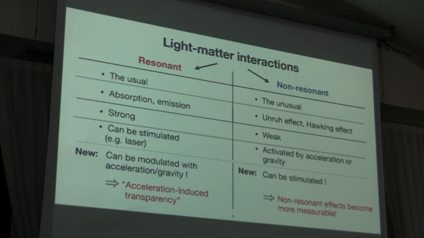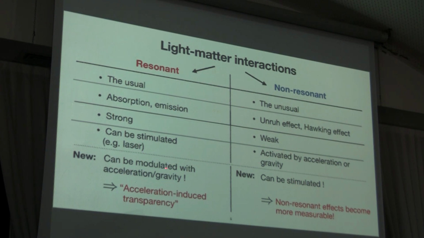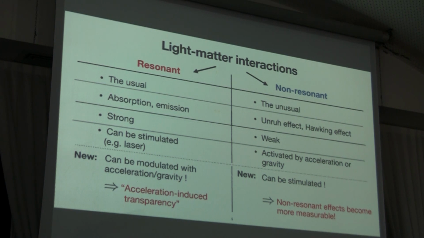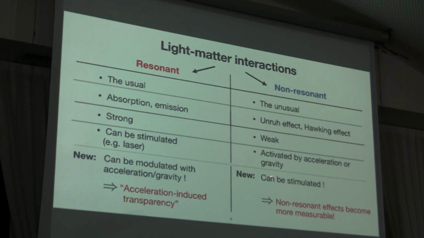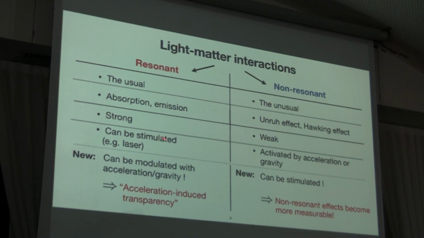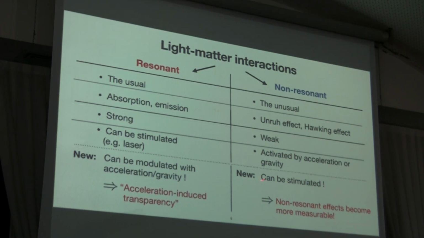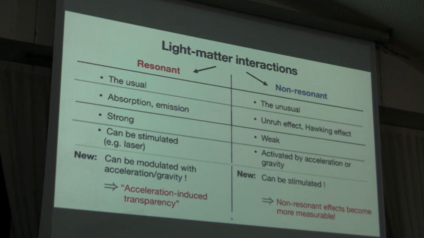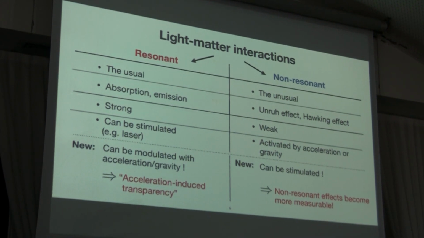And today, the new things I'm going to present is that on the resonant side, we find that the resonant interaction terms can be modulated with acceleration or gravity. So this will lead to a new phenomenon of acceleration-induced transparency. And on the other hand, for the non-resonant terms, we find that they too can be stimulated. Remember, resonant terms, we already know, they're usually stimulated in the lab. But now the non-resonant terms are also stimulated, which makes them stronger and more easily measurable.